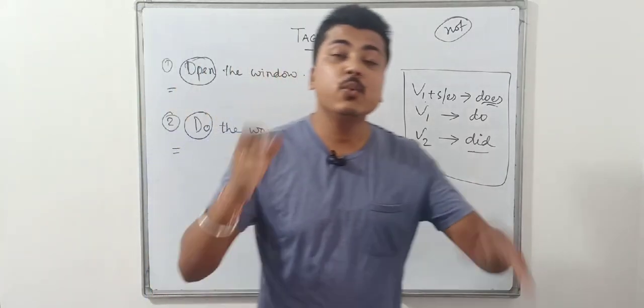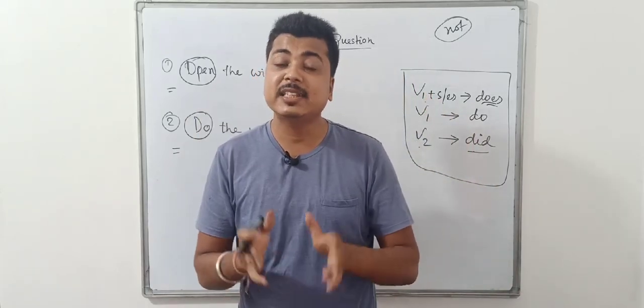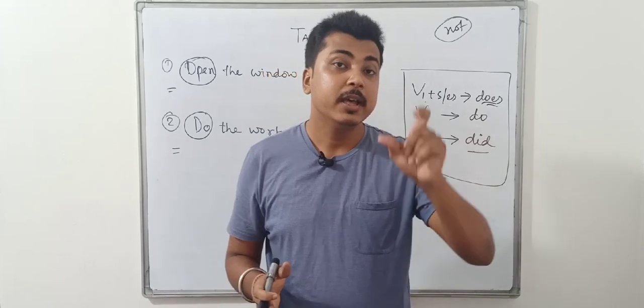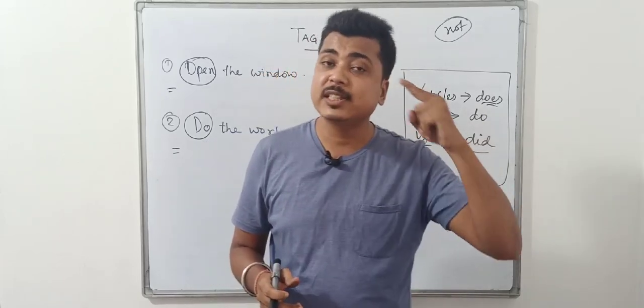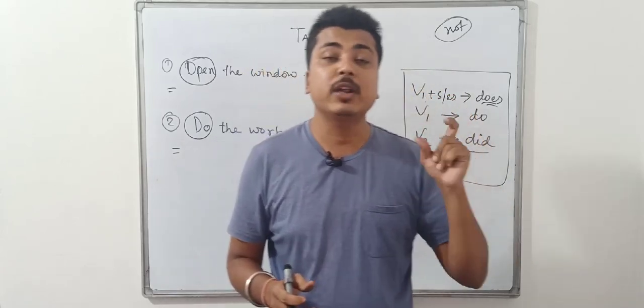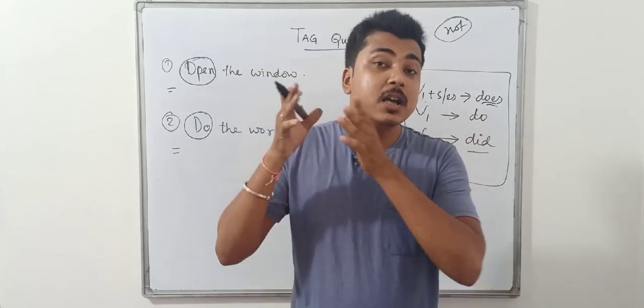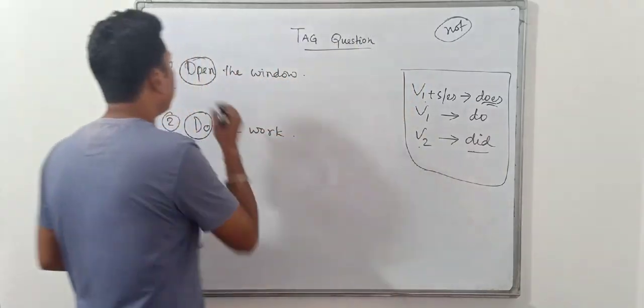Whenever the starting word of any sentence is a verb, that means if the sentence starts with a verb, remember this thing, you have to fix it in your mind. Whenever the sentence starts with any verb, you are going to use the auxiliary verb will. Okay, remember this thing. Open the window.